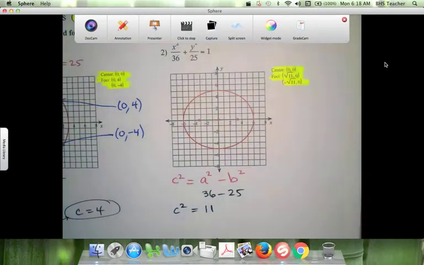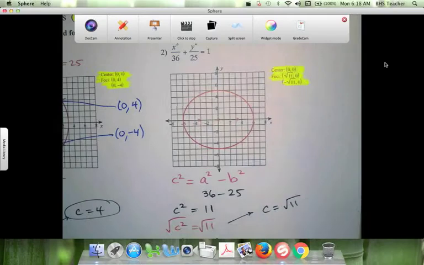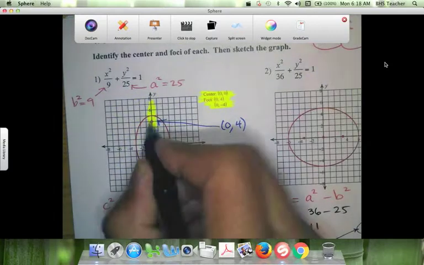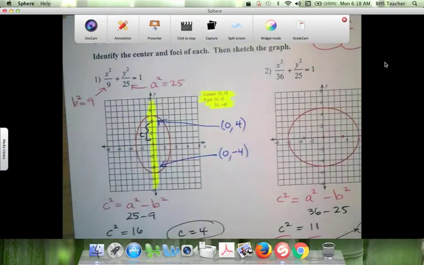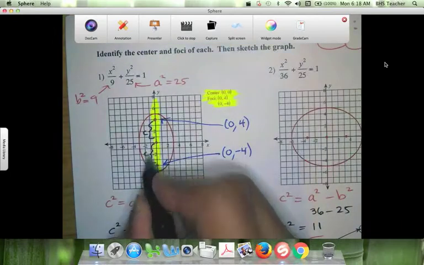Take the square root of both sides. You get c is equal to the square root of 11. What is this c? Okay, well, remember c, if we go back to number 1, c is the distance from the center to one focal point, and from the center to the other focal point.